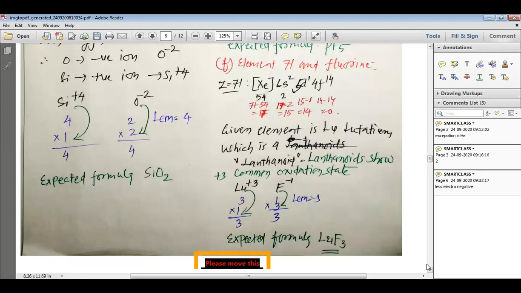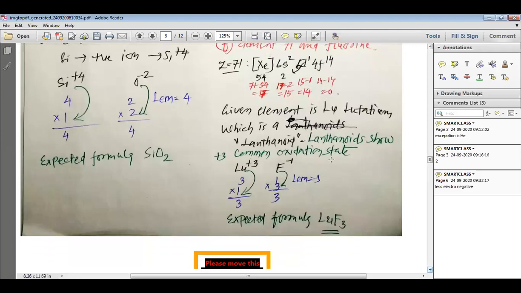Please remember, my dear students, this is going to be very helpful to you in future, that lanthanoids show +3 common oxidation state. This is extra information that will be useful in 10th standard. But all the lanthanoids generally show +3 oxidation state. So lutetium is also going to show the +3 oxidation state.